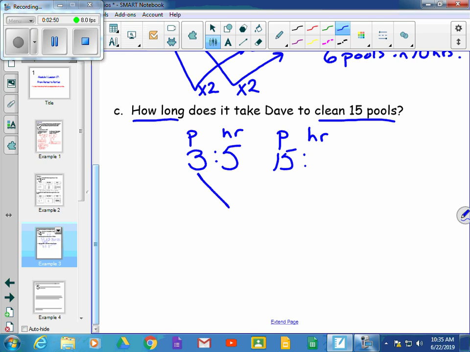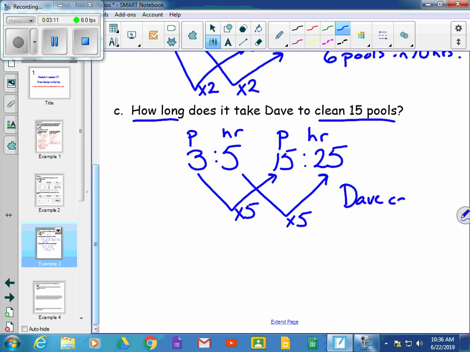So this time my first terms are given. What do I need to do to get from 3 to 15? I have to multiply it by 5. So therefore I do the same thing to the 5. And 5 times 5 is 25. So at this same rate, Dave can clean 15 pools in 25 hours.